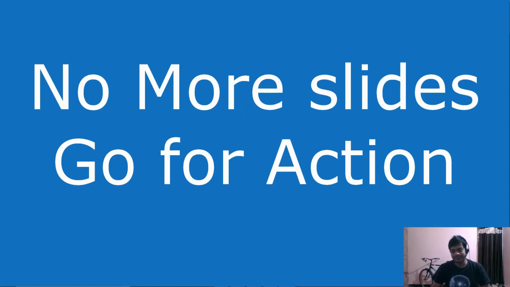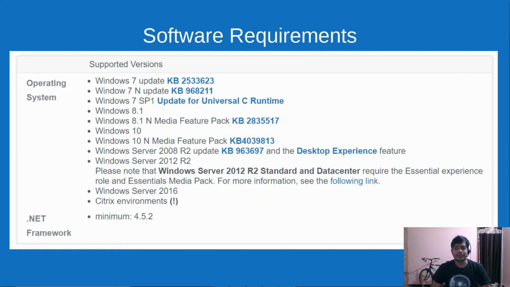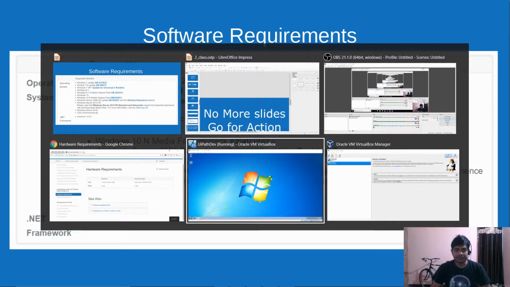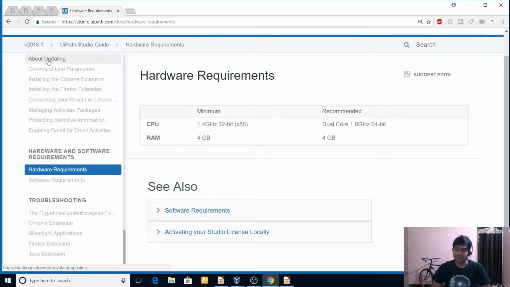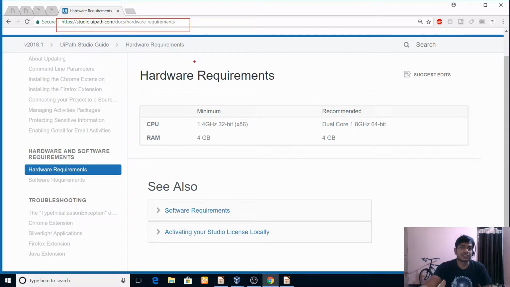Okay, so no more slides, let's go for action. Whatever requirements I told you are already present on their website. I directly took them from there. If you go to the website studio.uipath.com, the hardware requirement page, you will get the similar thing. These are the things which I copied directly from there.